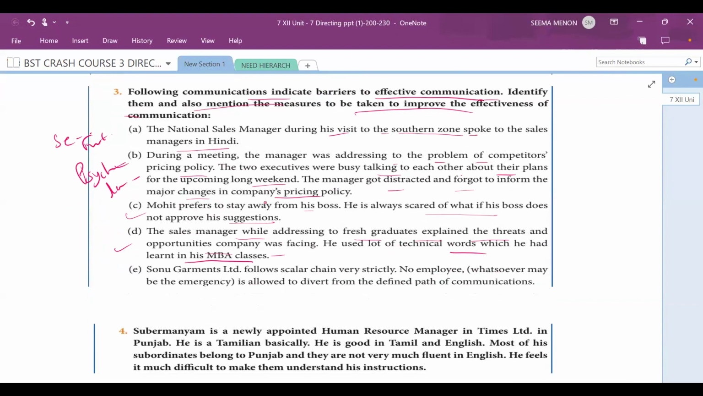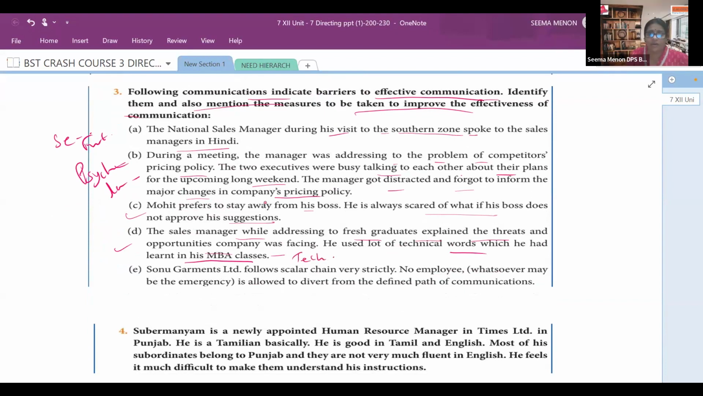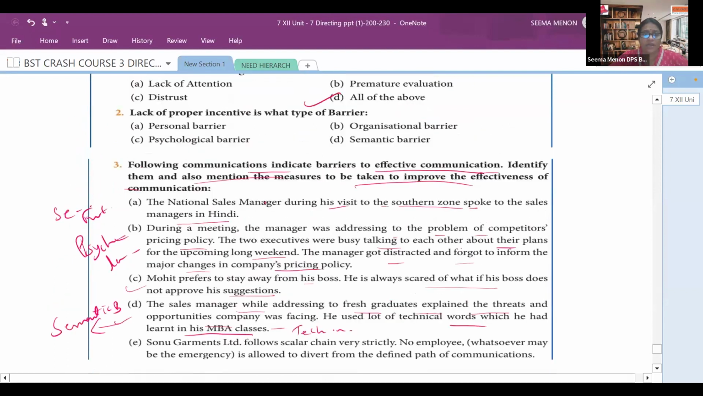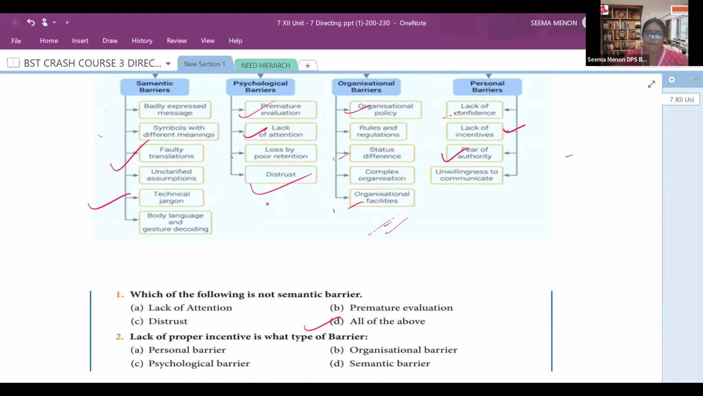So here, what can come? This will be technical jargon, and technical jargon will be where? It will be a part of semantic barriers. I hope you are able to understand this. You can see that technical jargon will come in this, because technical words means technical jargon.